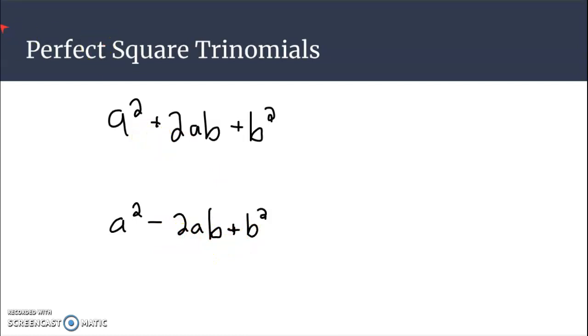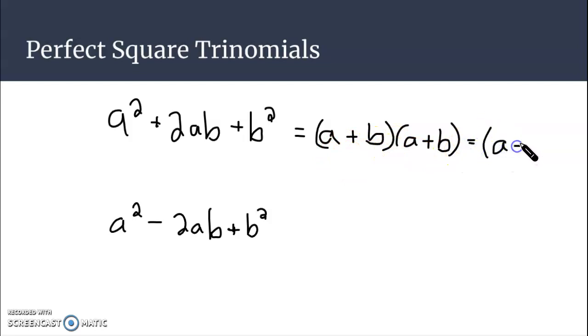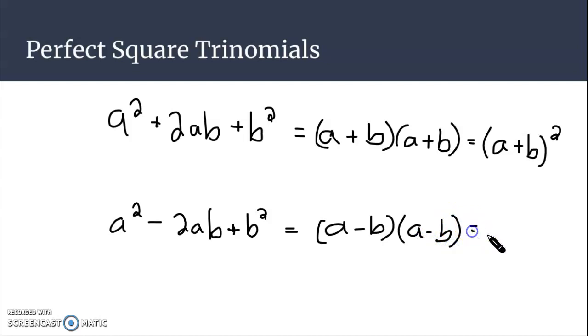Now, the thing about perfect square trinomials is they're easy to factor. If they have this format, they factor into a plus b times a plus b. Once you figure out what the a term is and what the b term is, you know it has this format. This can be simplified further by just writing it as a plus b quantity squared. Same thing down here: a minus b times itself, and then you can abbreviate that by saying a minus b quantity squared.